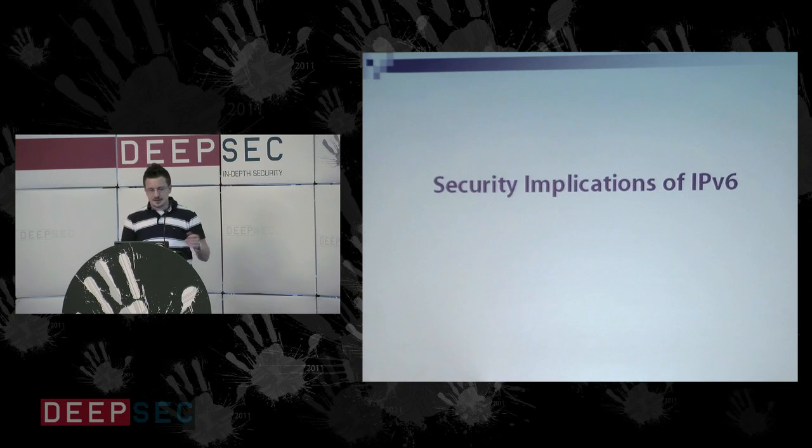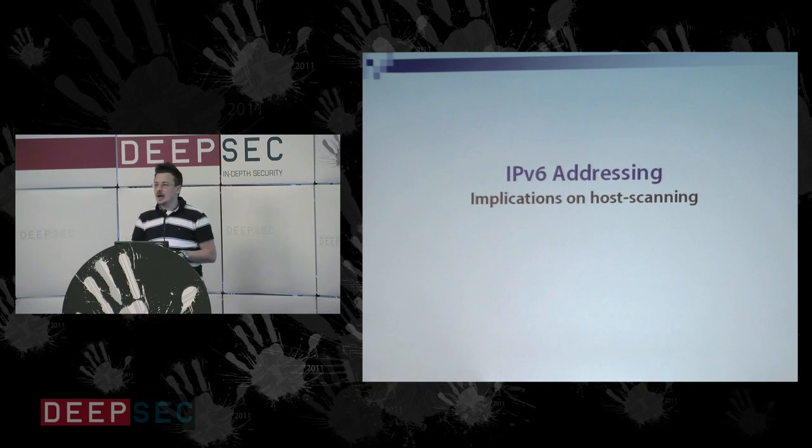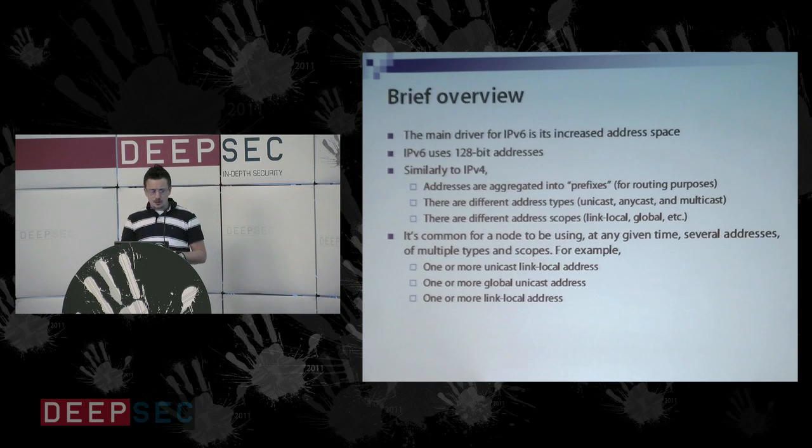Okay, so let's start discussing some of the security implications of V6. And the first one that I will talk about is the implications of IPv6 addressing. So, as a brief overview, as I said before, the main driver for V6 is its increased address space. It has 128-bit addresses.